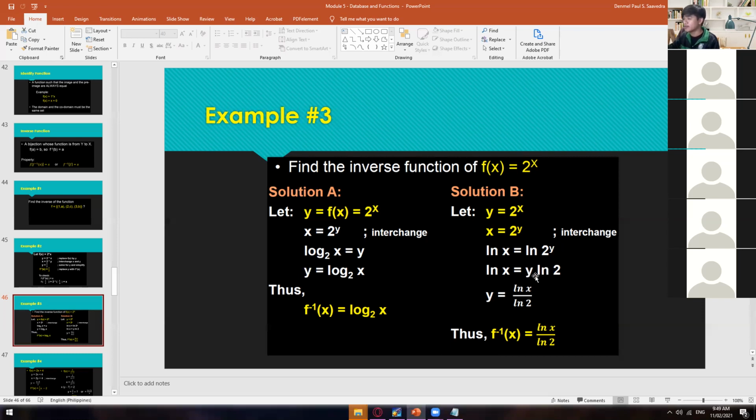And from there, we can now simplify this one. Divide both sides by ln of 2. Then you will get this kind of expression. So y is equal to ln of x divided by ln of 2. If, for example, you put a value for x in this one and a value for x in the other, you will get the same answer. So just two different solutions, but the same answer. This one is correct, and this one is also correct.